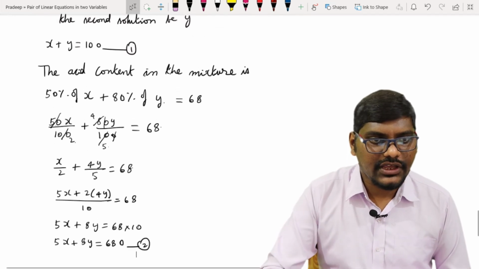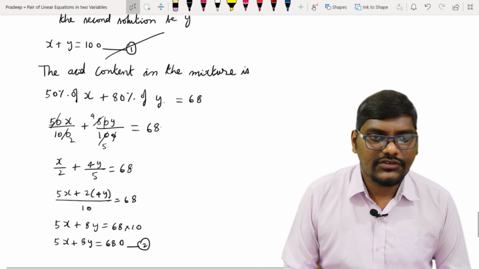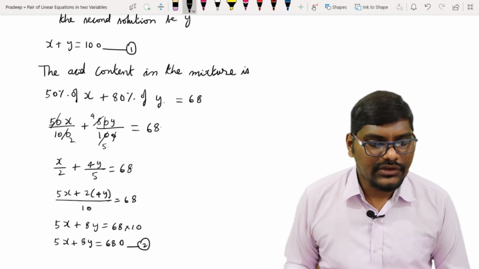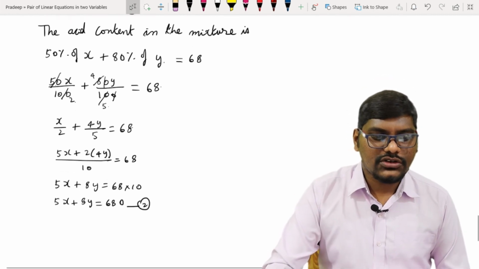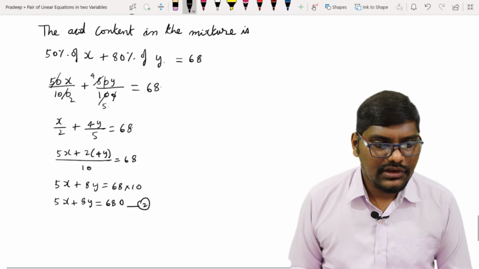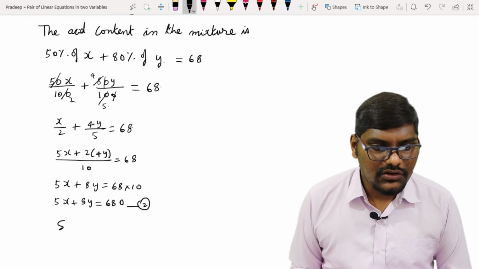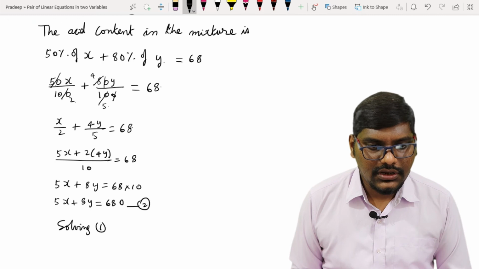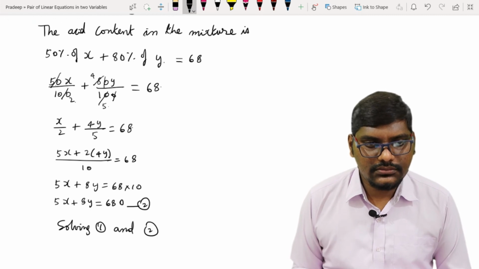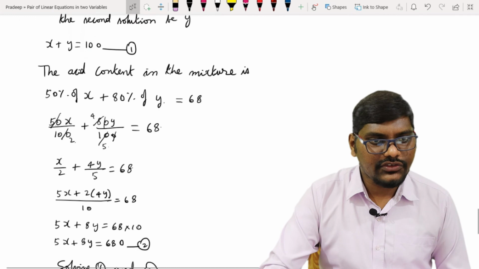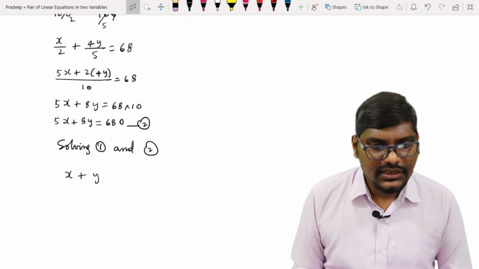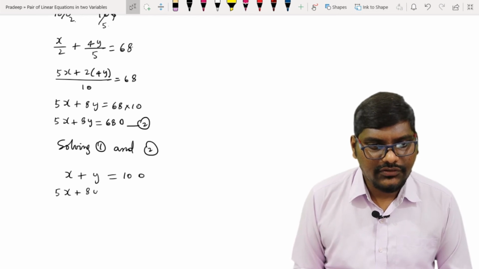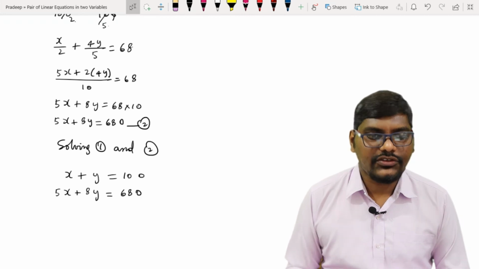Already the first equation we have taken, that is x plus y equal to 100. This is the first equation we already took, whereas 5x plus 8y equal to 680 is the second equation we got now. So now we'll solve both of the equations. We'll be getting the solution. I can write solving 1 and 2. So what is the first equation? It was x plus y equal to 100, and this one is 5x plus 8y equal to 680, the second one.